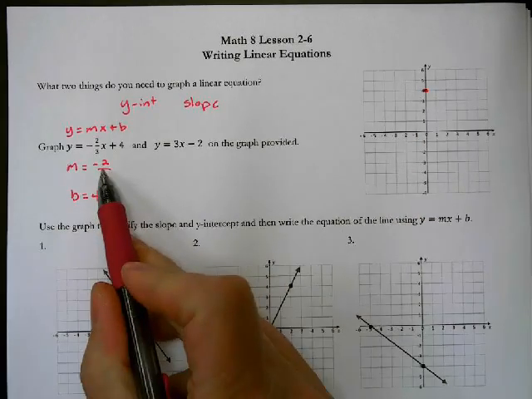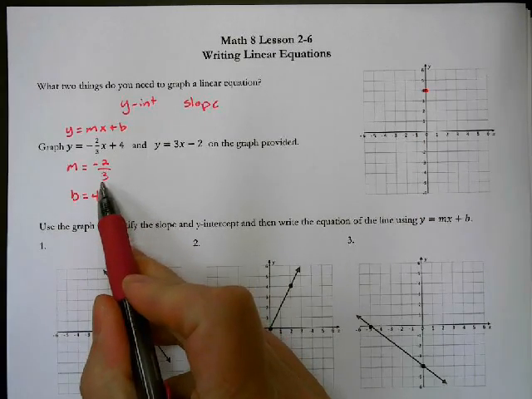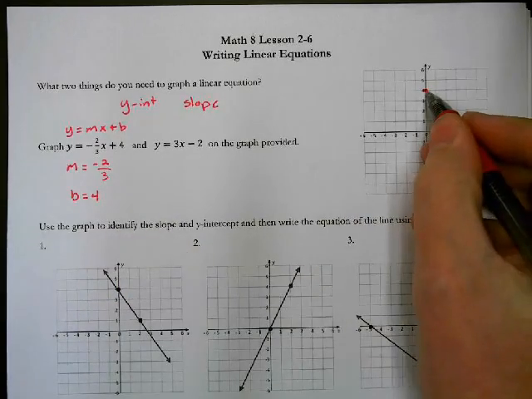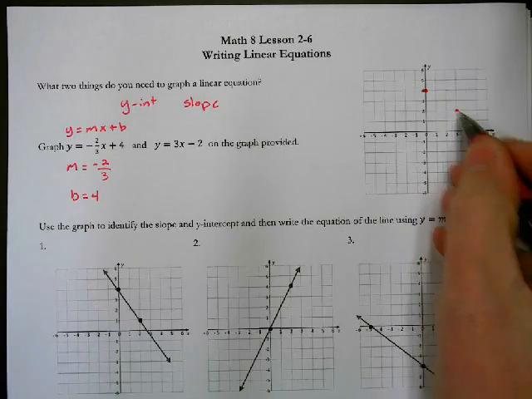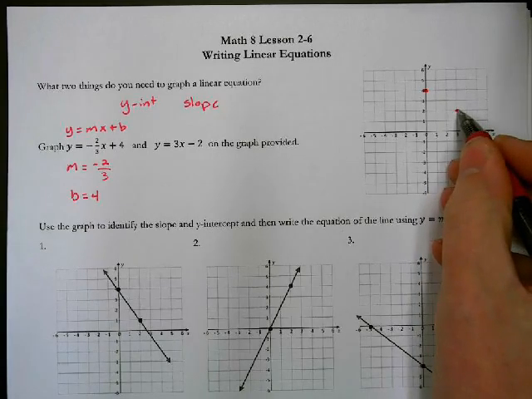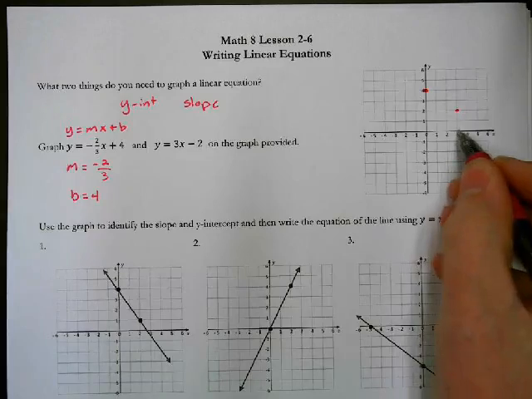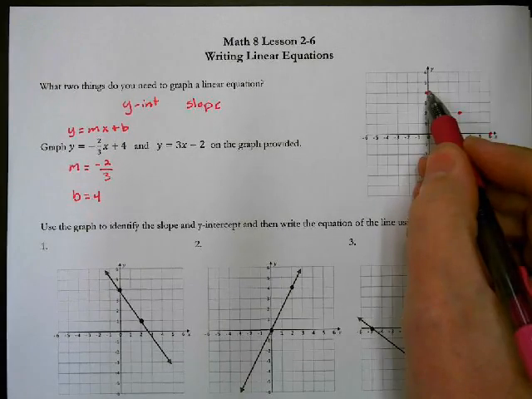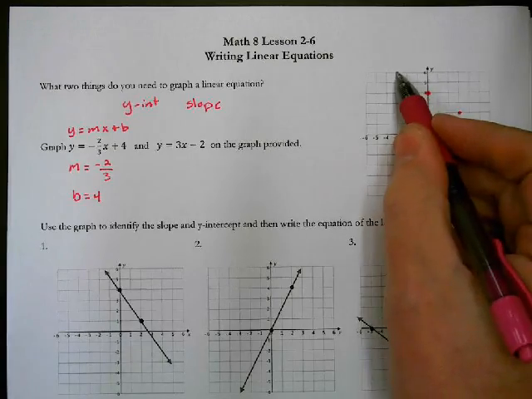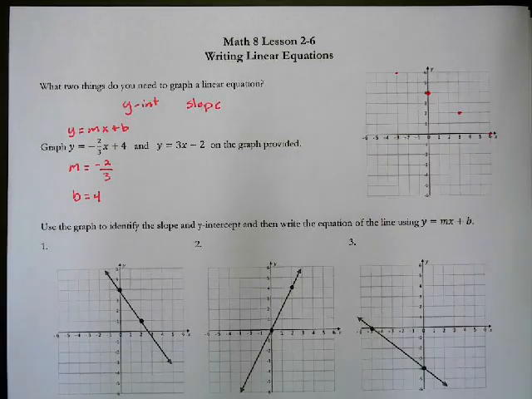So 4, that's up 4. And then this says that I'm going to go down 2, right 3. Change in y over change in x. So we're going to go down 2, right 1, 2, 3. And remember, you can keep on doing that. You can keep on applying the slope, go down 2 and right 3 again. Or if you're feeling saucy, you can go up 2 and backwards 3, just making the denominator have a negative on that one.